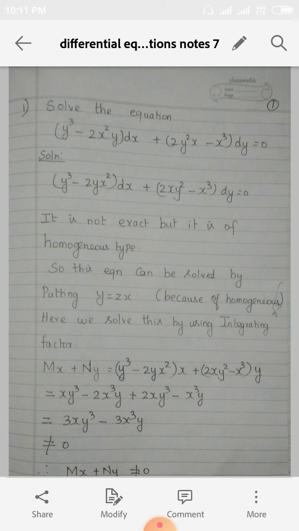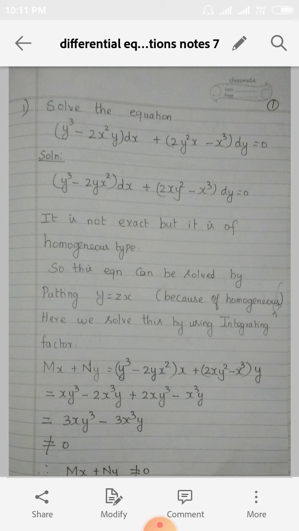So in the last class I gave two notes. If the equation is not exact and it is of homogeneous type, how can we find the integrating factor? By using those notes, this equation can be solved by putting y is equal to zx. This is because it is homogeneous. Homogeneous is nothing but of the same degree.